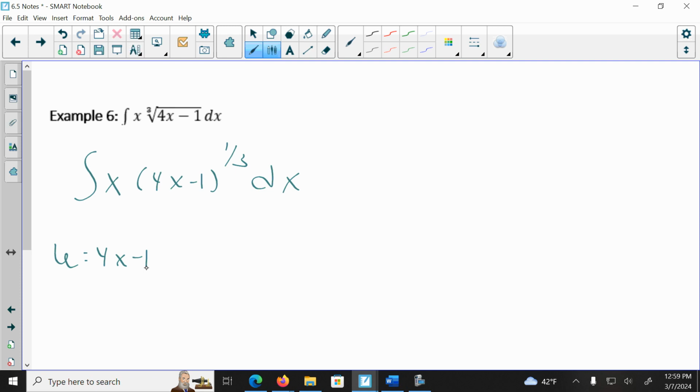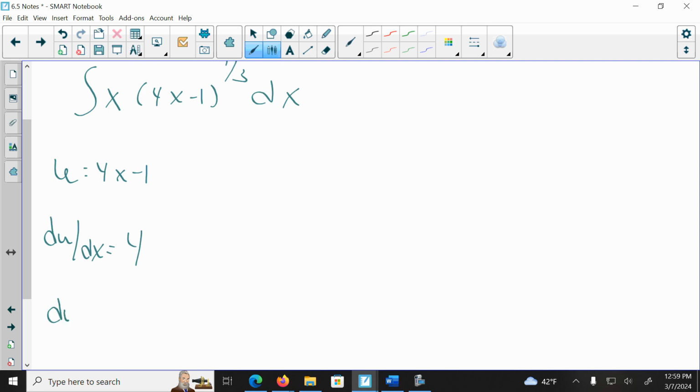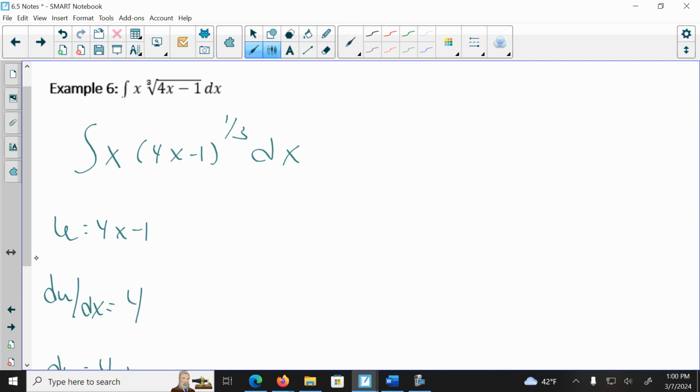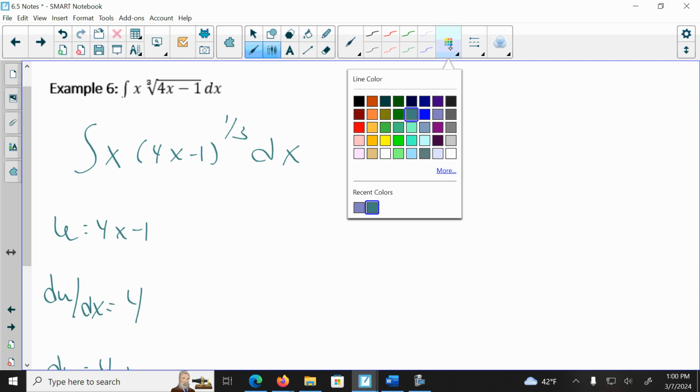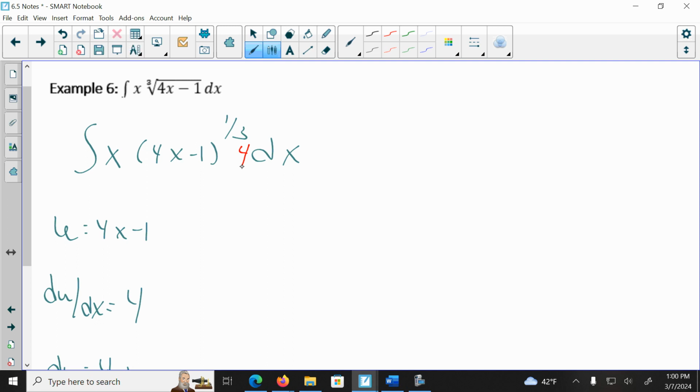Which means my du in terms of x is just going to be 4, right? So then du is equal to 4 dx. If you want to think of it this way, I need to make this a 4 dx so I can make this du. So I'm going to put that 1/4 outside so those two counter each other. Do you want to think of it that way? Okay.